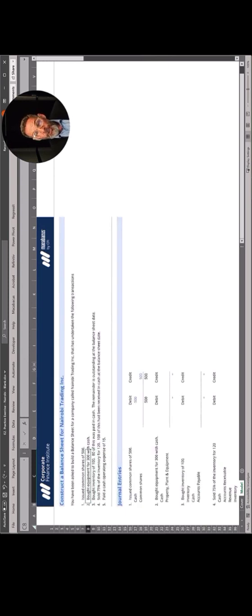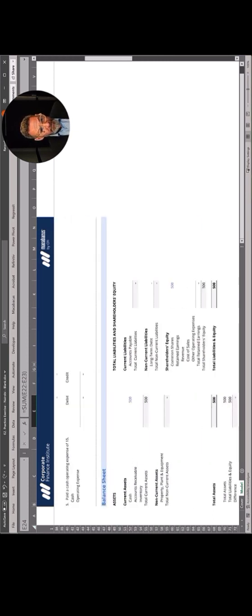We bought equipment for 300 with cash. So here we have equipment, which is an asset going up, and we have cash that's an asset going down. So let's start with cash again. Recall that when we decrease an asset, it's a credit. So we're going to put 300 there, but then we're increasing an asset, which in this case is property, plant, and equipment, and we put 300 there. Our journal entry is complete. Our debits equal our credits, and now let's move to the balance sheet.